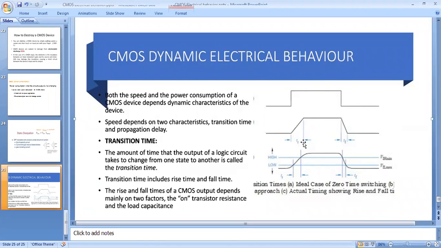So what is rise time? Rise time is the time required to change from low state to high state, which is represented with the TR. And what is fall time? The time required to change from high state to low state is considered as fall time, which is represented with the TF. So totally, the rise time and fall time mainly depends on transistor resistance.